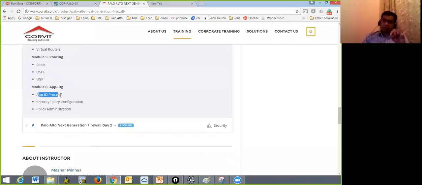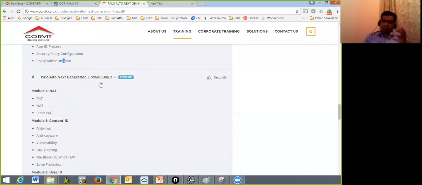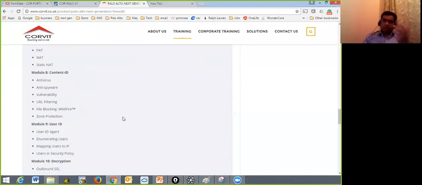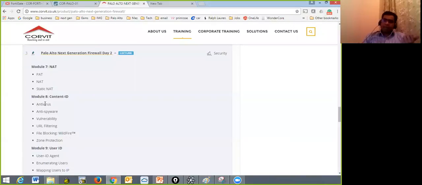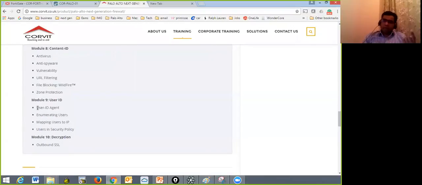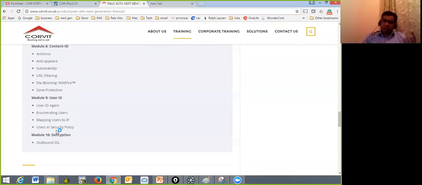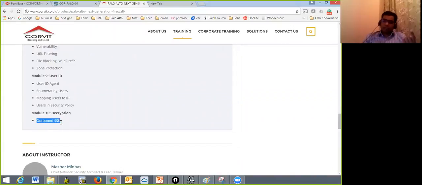Along with that, we're discussing App-ID, which is unique to the next generation firewall nowadays. Security policy configuration, policy administration. This is 2 days, but we will actually do it on different days. Then we do PAT, NAT, static, antivirus, all these UTM features. These are called UTM features, Unified Threat Management: antivirus, anti-spyware, vulnerability, URL filtering, file blocking, zone protection, and then users and their management as well. And most importantly, outbound SSL.